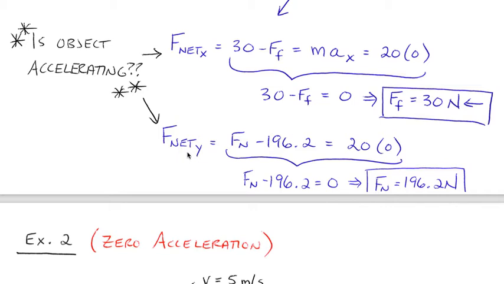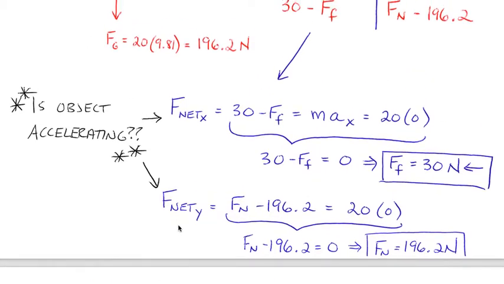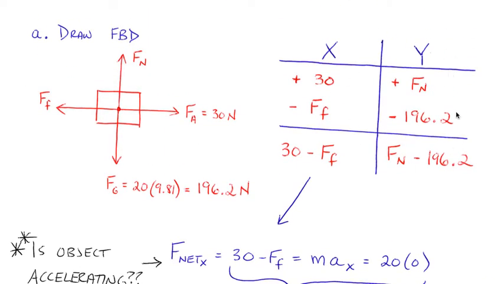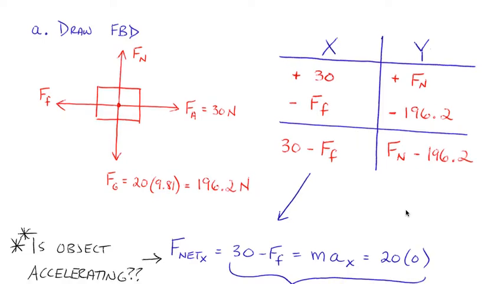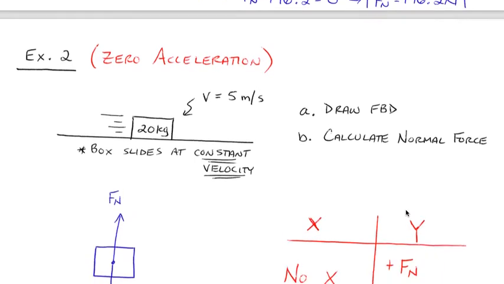I'll do the same thing for the y, but I realize since it's not accelerating up or down, my net force in the y, which is this equation taken from up here, must be equal to the mass times the acceleration in the y, which again is 0. So the normal force minus 196.2 equals 0. Therefore, the normal force must just be 196.2. Again, you didn't necessarily need to do this XY table, but it's a nice, clean, organized way of making sure you've accounted for all your forces. So that's more of a straightforward problem.